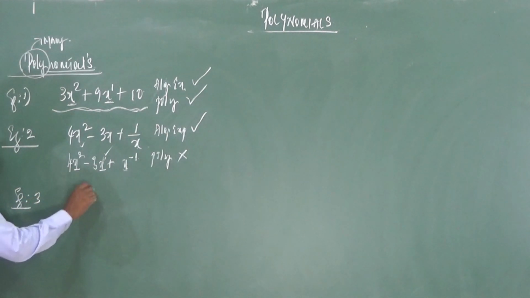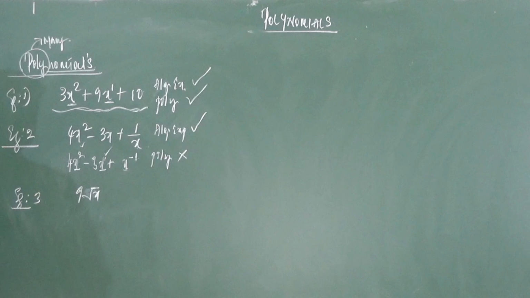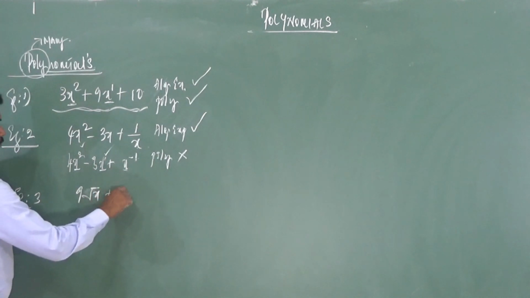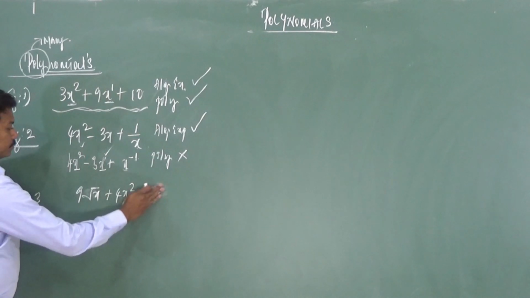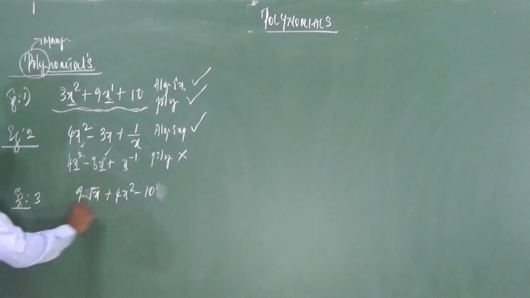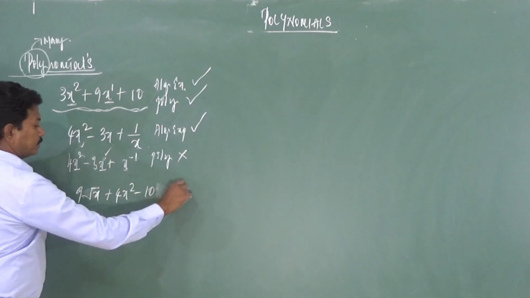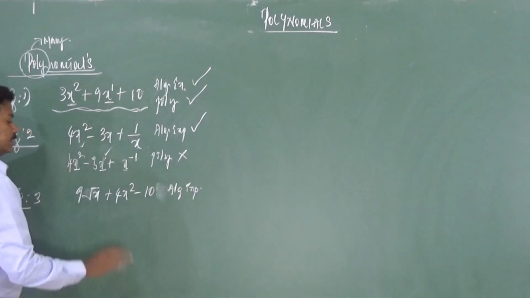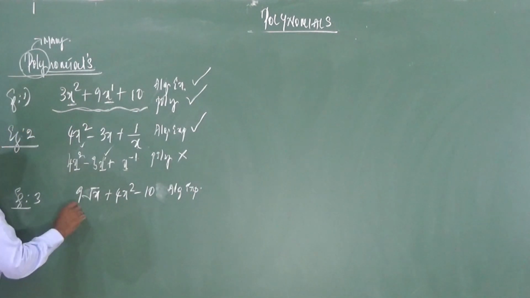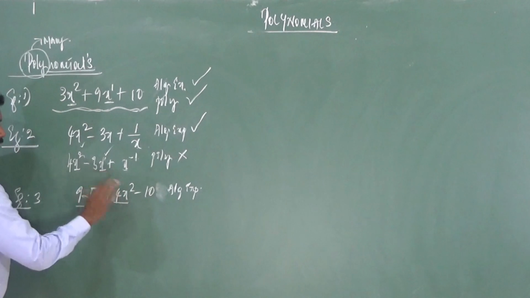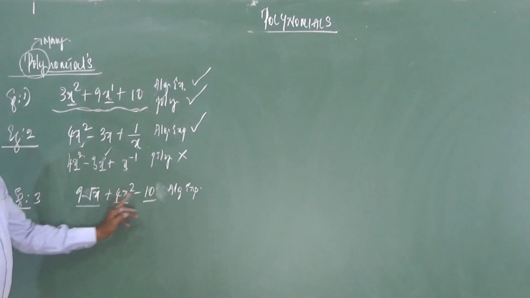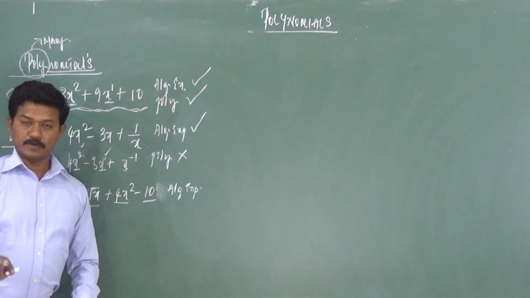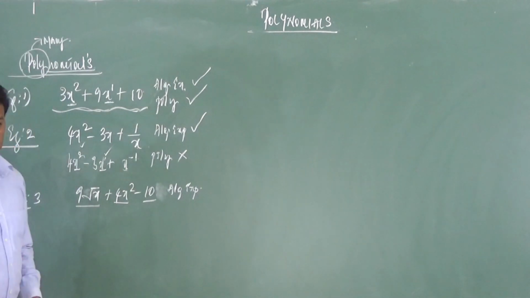Let us go with example 3: 9 root x plus 4x square minus 10. Is this an algebraic expression? We have to check this. Yes, it is an algebraic expression. 9 root x is a term, 4x square is a term, minus 10 is a term. They are connected by plus and minus signs. Therefore, we can call it an algebraic expression.